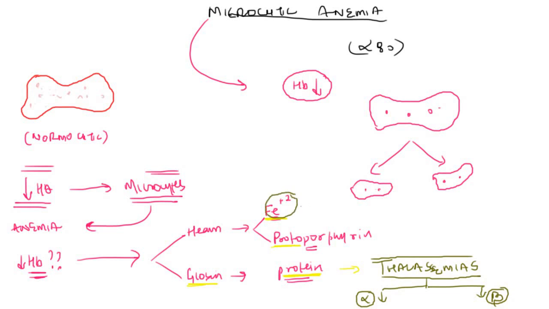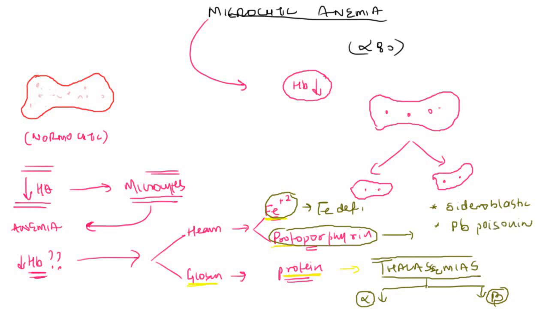Iron is less in something which is called iron deficiency anemia, and protoporphyrin is less in two, three situations. There can be sideroblastic anemia, which is nothing but a condition where there is decreased protoporphyrin, or it can be less in case of lead poisoning, right? Or it can be less in other situations which we don't need to dive deep into. Okay, so these are the four main causes of, I would say, microcytic anemia.